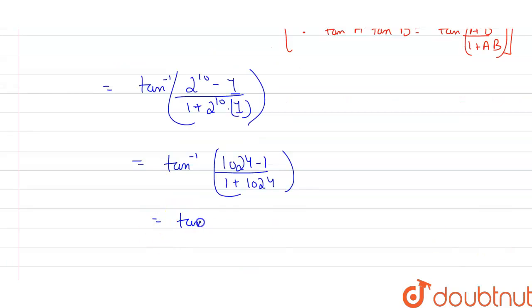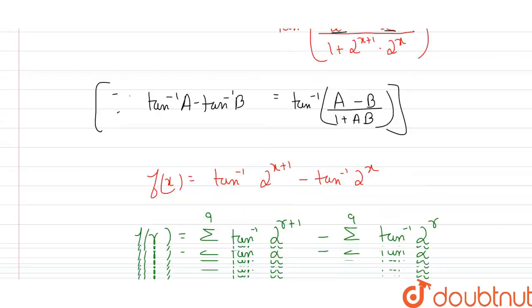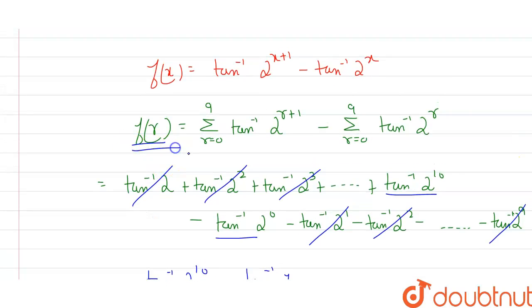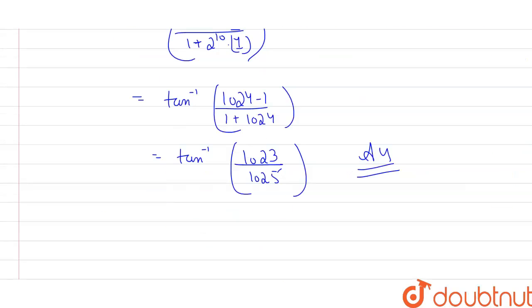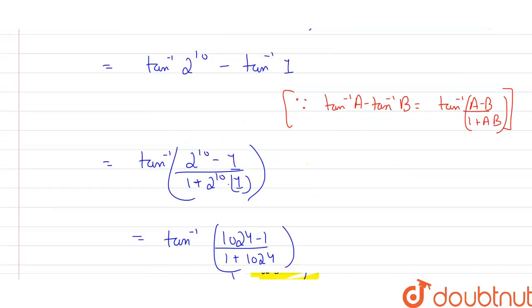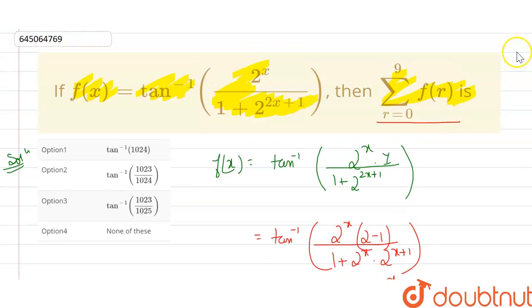So this will become tan inverse of 1024 minus 1, which is 1023, with 1025 in the denominator. This is the end result we are looking for, the answer for the required summation for this f(r) function. The solution will come out as tan inverse of 1023 divided by 1025. Now if I go to the options, which option is correct? Exactly, option number 3 is the correct option we are looking for.